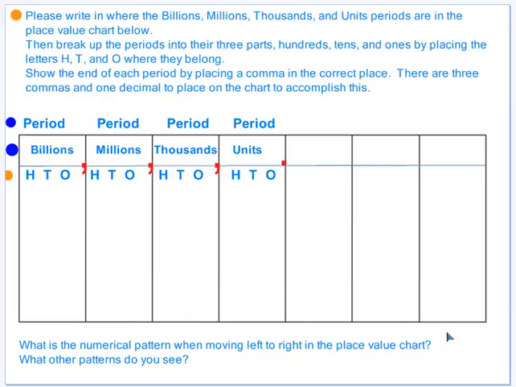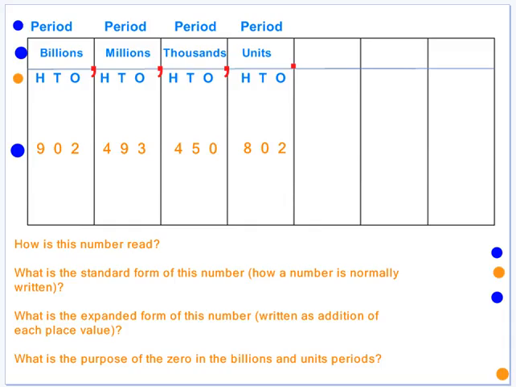Things that I want you to think about is what's happening to our numbers when we're moving left and right in our place value chart. And then I want you to think about if you see any other patterns in our place value chart. Now that you have your place value chart labeled correctly, I want you to enter this number into it.